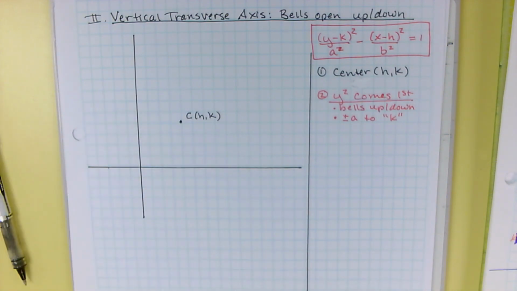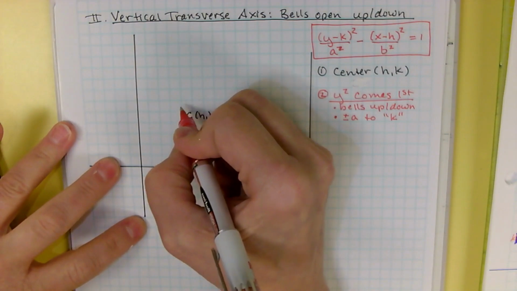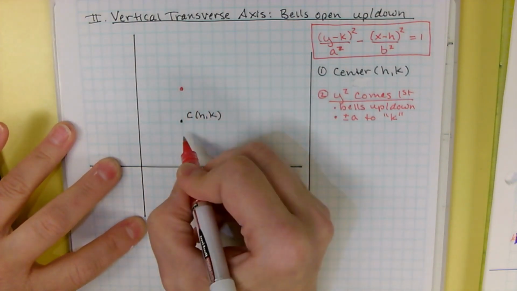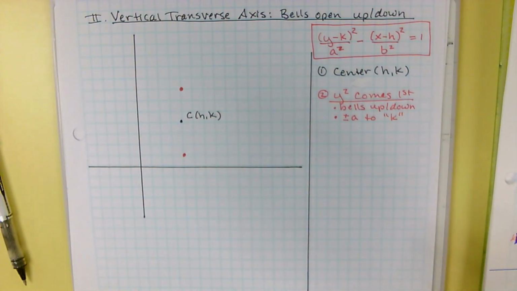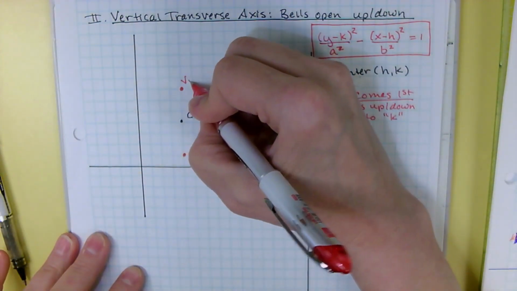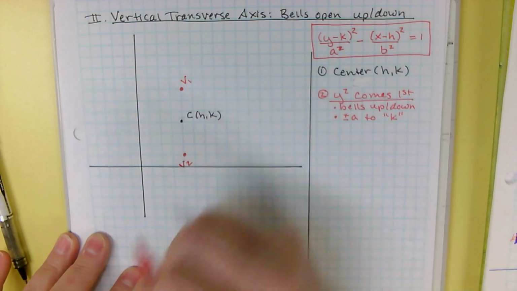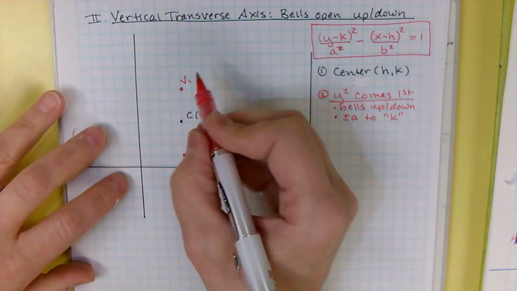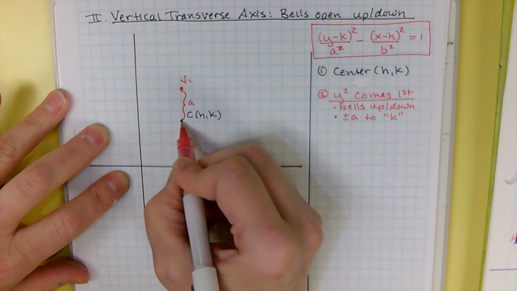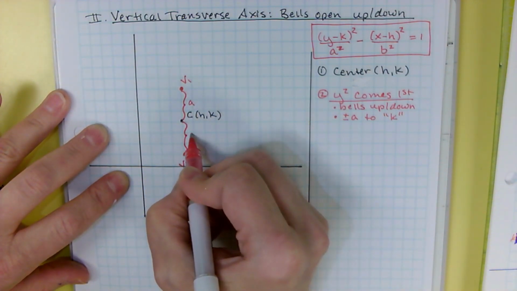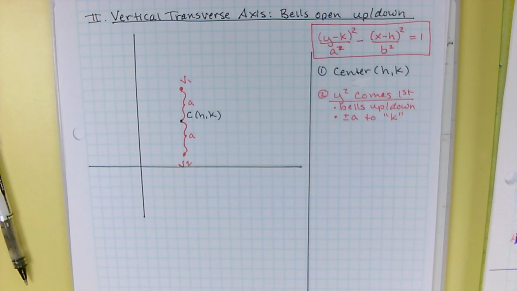So from your center, let's say A is 3. So go up 3, 1, 2, 3, make a dot. Go down 3, 1, 2, 3, make a dot. These are your vertices. We're going to label them V sub 1 and V sub 2. And again, the distance from V sub 1 to the center is A, and from V sub 2 to the center is also A. Those are our vertices.